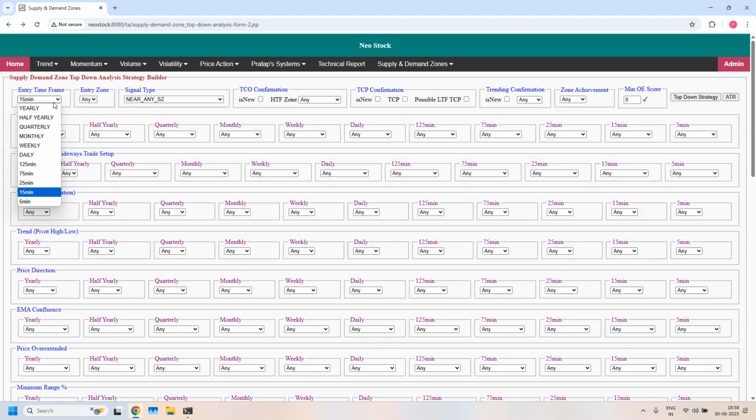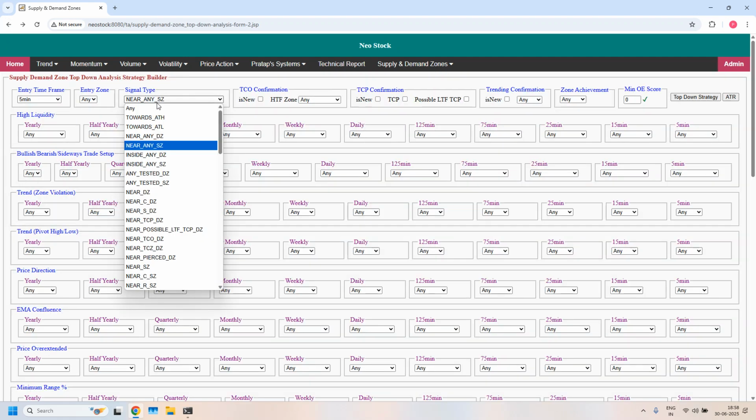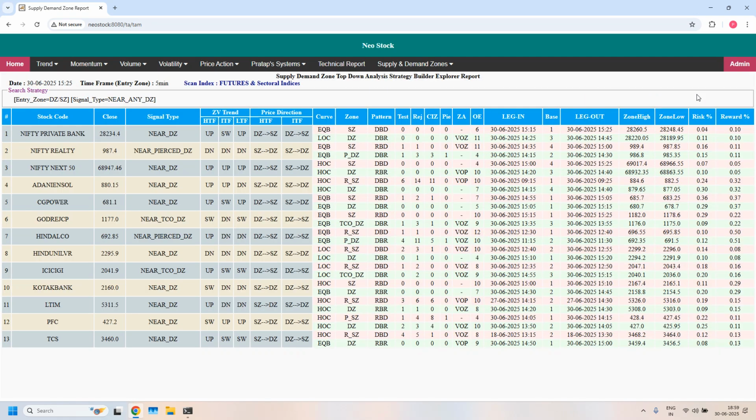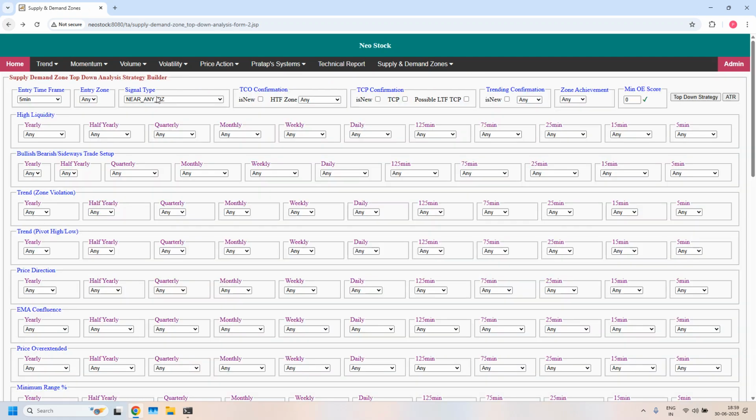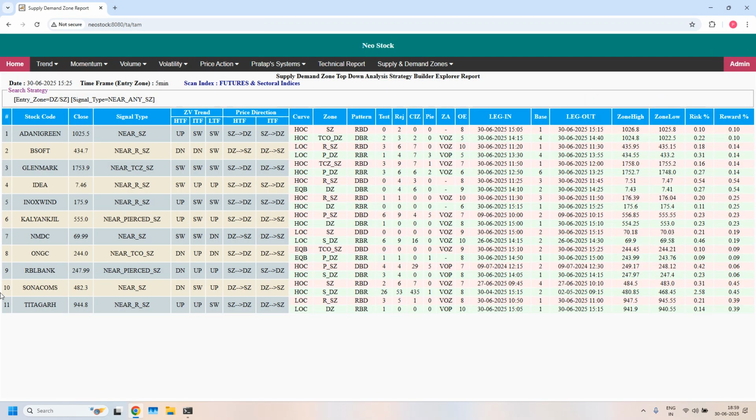Next time frame is 5 minutes. Stocks near to the 5 minutes demand zone. We got 13 stocks. Next, stocks near to the 5 minute supply zone. We got 11 stocks.